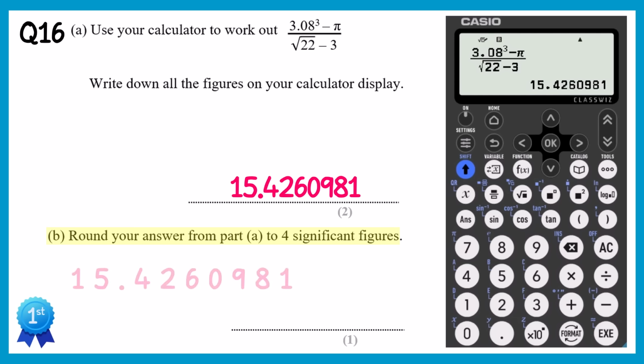In part B of the question, we need to round the answer from the previous part to 4 significant figures. So if we take this number here, 4 significant figures means we're interested in the first 4 of these digits. So the 1, 5, 4, and the 2. So we draw a line here, and we do need to just check to see if we need to round up. The number after this line is a 6, which means we do need to round up because that's 5 or greater. So the 2 is actually going to round up to a 3. So it's 15.43.